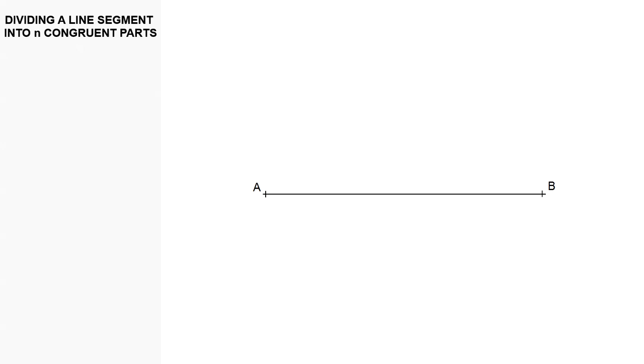We are going to see in the following video how to divide a line segment into certain congruent parts. Before doing the exercise, let us analyze the following figure. Let us assume that we have this line segment A3 already divided into three congruent parts.